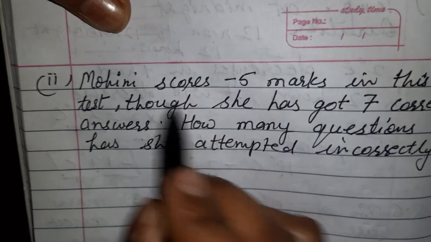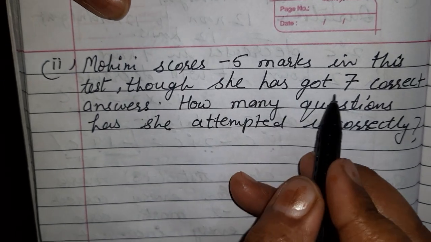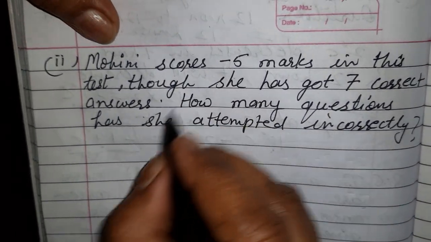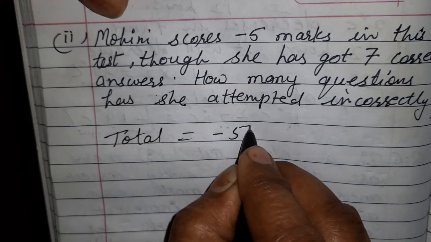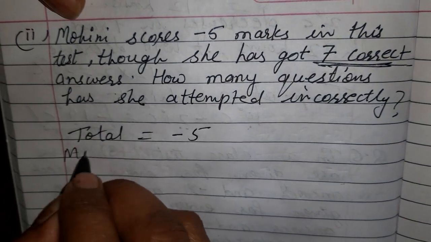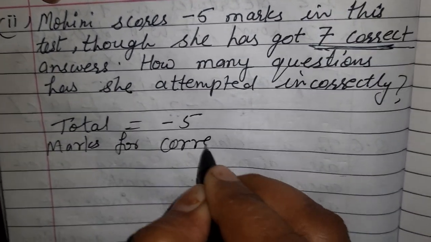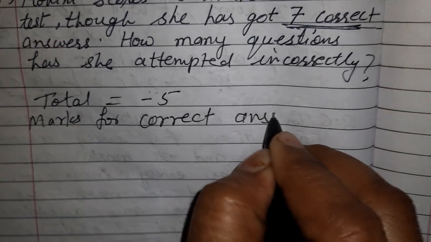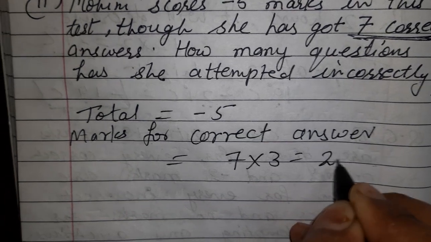In the second part, Mohini scores minus 5 marks in this test, though she has got 7 correct. Same way you have to do. Total marks how much? Write total. Total marks is minus 5. 7 correct, so marks for correct answer equal to 7 into 3, that is 21.